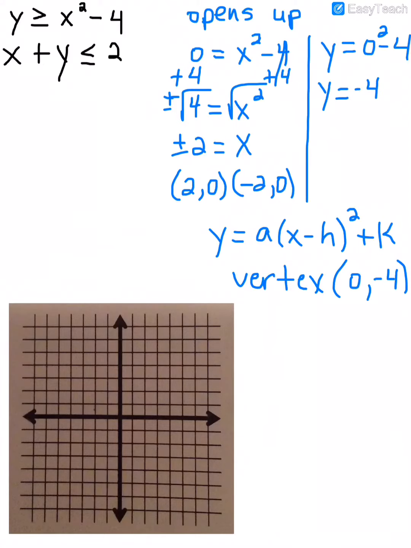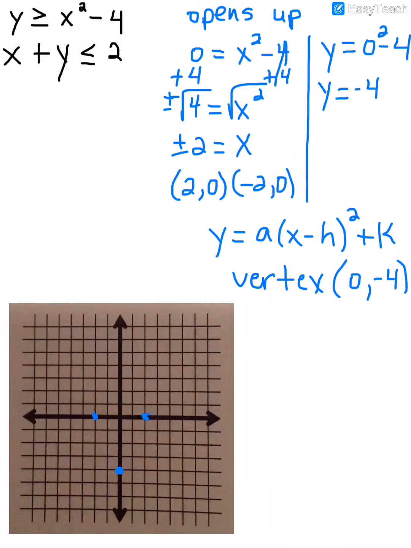So I'm going to go down 1, 2, 3, 4. And that's the same as my y-intercept. My y-intercept is at -4. And then I have two x-intercepts, one at (2, 0) and one at (-2, 0). Well, if you'll remember, I need 5 points to make a good parabola. So I just need to choose another point to plug in.